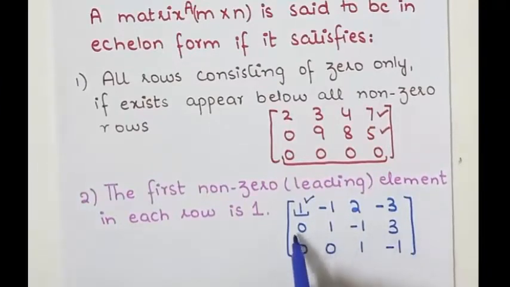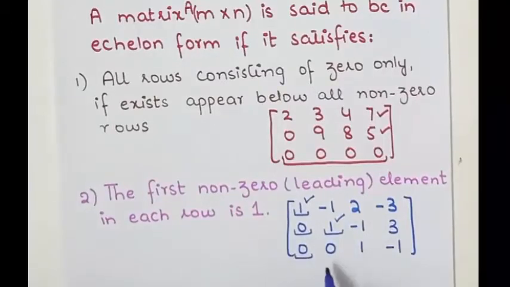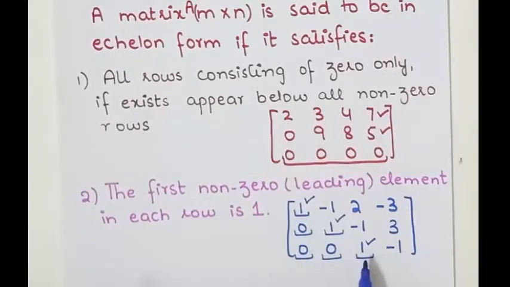See here, this is a 0 element. This is a non-zero element, the first non-zero element in the row, and its value is 1. Moving towards the next one, this is a 0, this is a 0, this is the first non-zero leading element and this is 1. So for the matrix to be in echelon form, this is a necessary condition that all the first non-zero, it means leading elements in each row, should be 1. Moving towards the last property.